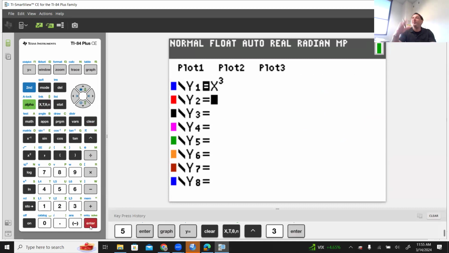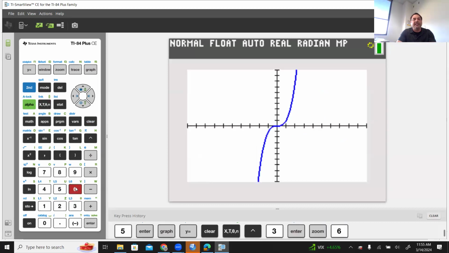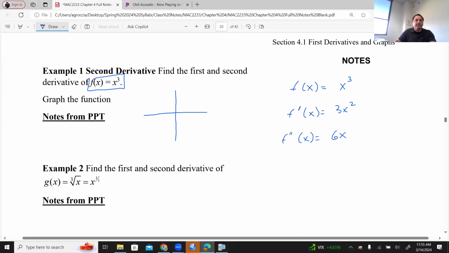Then, because we messed with the window, if you press zoom 6, that gets you back to a standard window. So basically, what does x cubed look like? Well, it's called a hyperbola. Looks like this. We good so far?